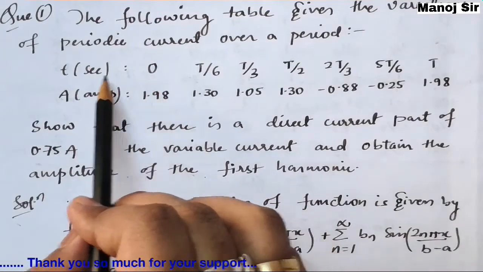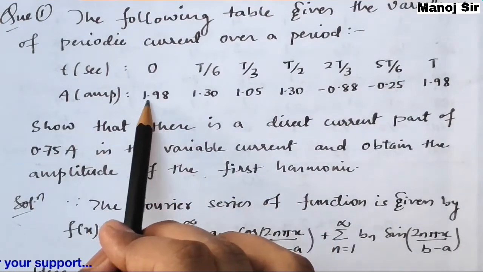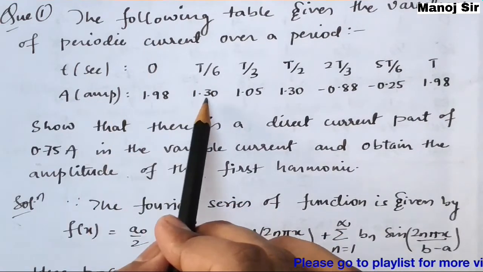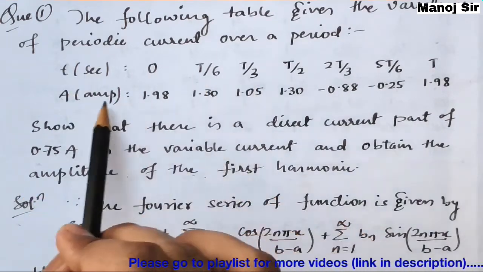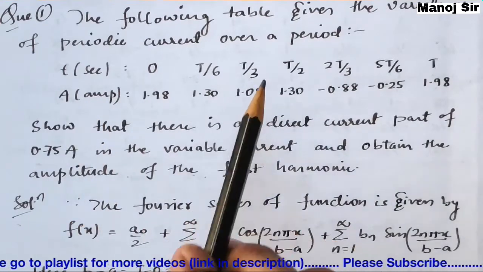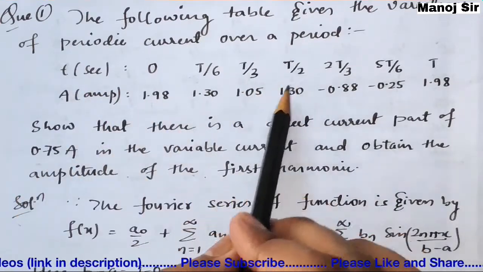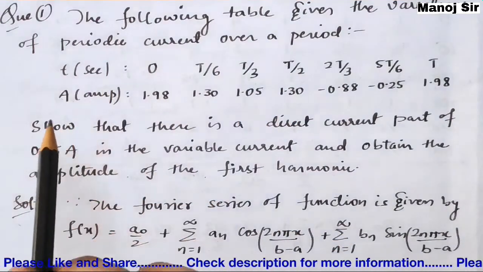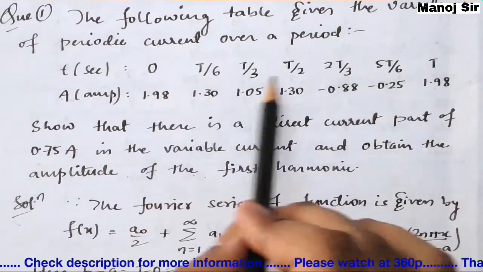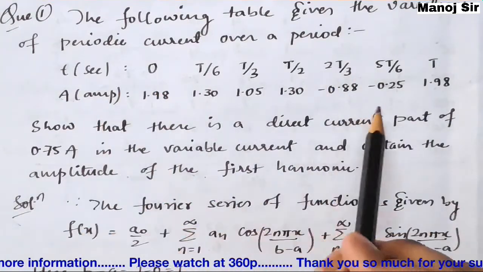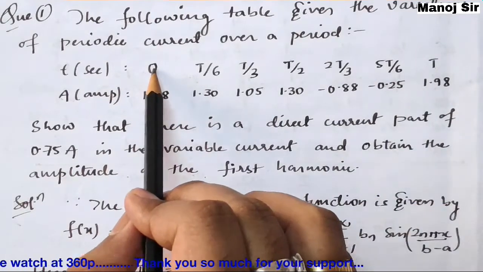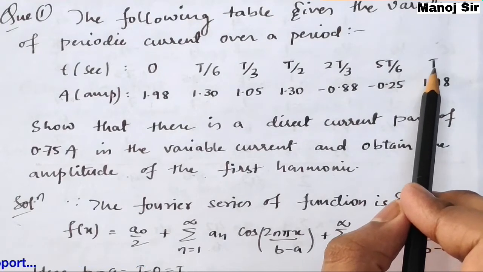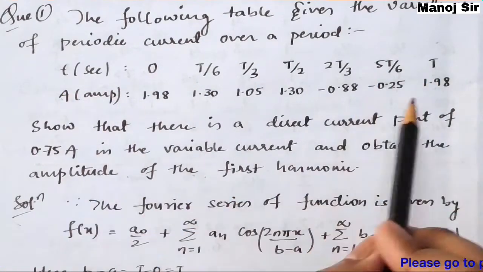Here at t equal to 0, current is 1.98. At t equal to T by 6, current is 1.30 ampere. At t equals T upon 3 seconds, current is 1.05 ampere. At t equals T by 2 seconds, current is 1.30. Here you can see at variable time the current is also varying. Here t is 0 and current is 1.98. Again, time is T and the current is 1.98.